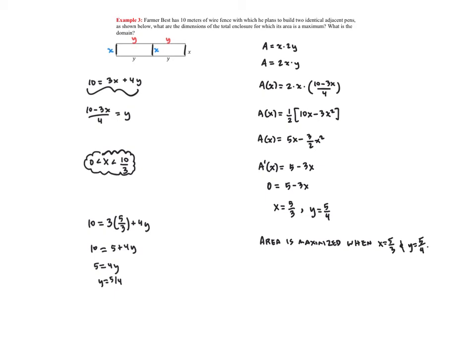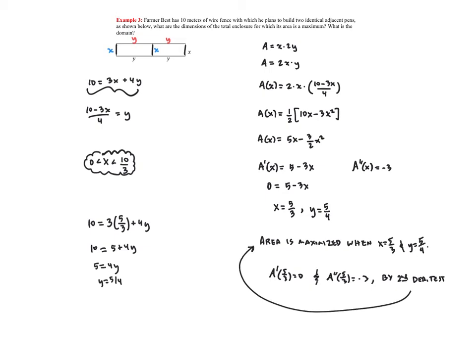Okay, so let's prove it. I know that A prime of 5/3 equals 0. Let's find the second derivative. A double prime of x would be negative 3. Therefore, A double prime of 5/3 would also be negative 3. Therefore, by the second derivative test, then what would be true? The area would be maximized when x equals 5/3, which refers to y, which would be 5/4.